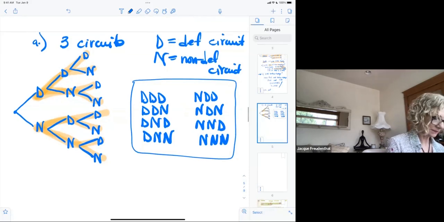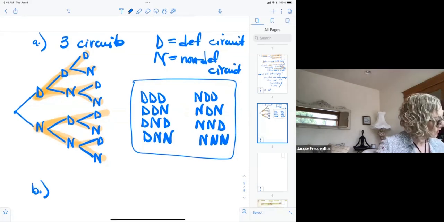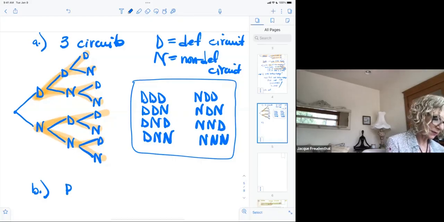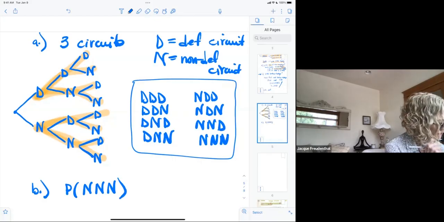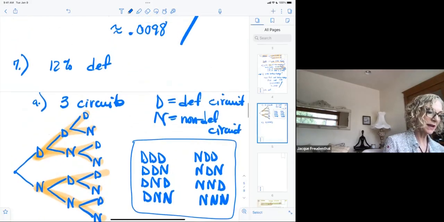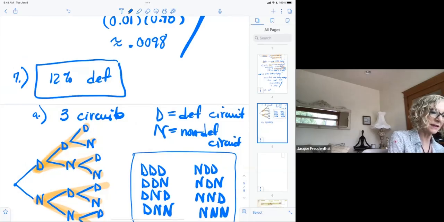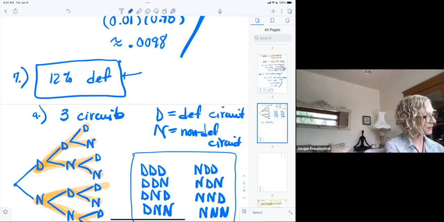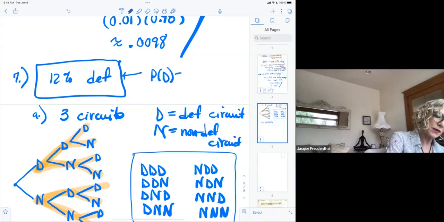Part B. What is the probability that all 3 circuits are not defective? So the probability not defective, not defective, not defective. Okay, so I have to go back up here and remember what was given. It was given that 12% of circuits are defective. So the probability of defective is 0.12, which means the probability of not defective would just be 0.88, the opposite of that, right?